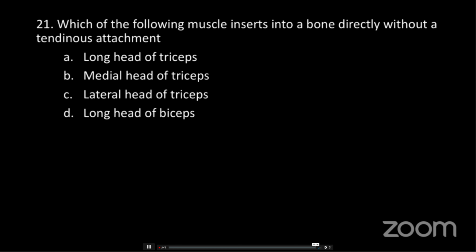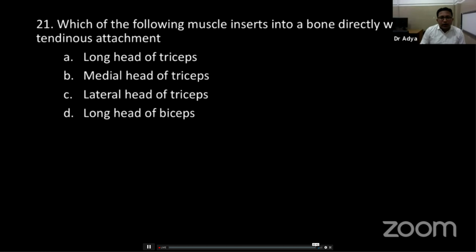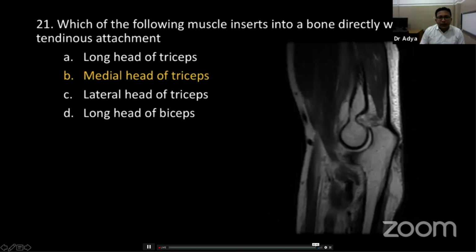So 54% people are saying it's option B. Yes, sir. Yes, that is the correct answer. The correct answer is B, medial head of triceps. Now the triceps has three heads, one long head, medial head, and lateral head. So the long head and lateral head combine to form the triceps tendon, which inserts into the olecranon process. But the medial head of triceps comes down and attaches to the olecranon process without any tendinous attachment.